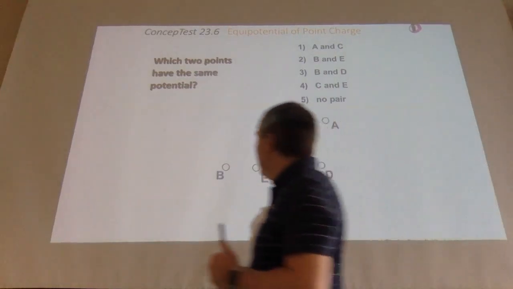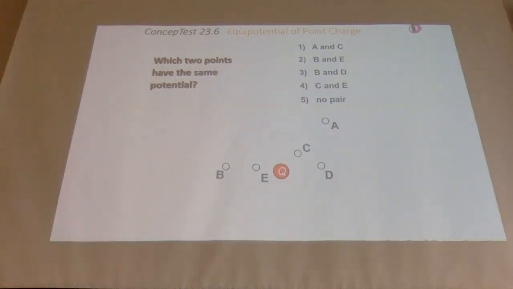What about this one? Which 2 points have the same potential? Don't think about this for too long. Which 2 lie on an equipotential line together? Looks a whole lot like C and E are both on this equipotential line that goes around closest. So our answer there is number 4. Okay, equipotential line once again.